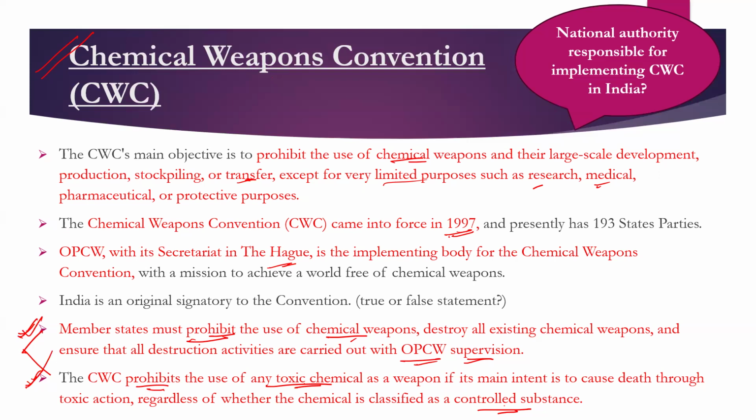Fine. So here, Chemical Weapons Convention: which is the national authority responsible for implementing the CWC in India? It is NACWC itself. So the name itself is National Authority Chemical Weapons Convention. Okay, that is the name. It is the one which ensures we are collaborating with the Chemical Weapons Convention, or following the objectives of it, right?